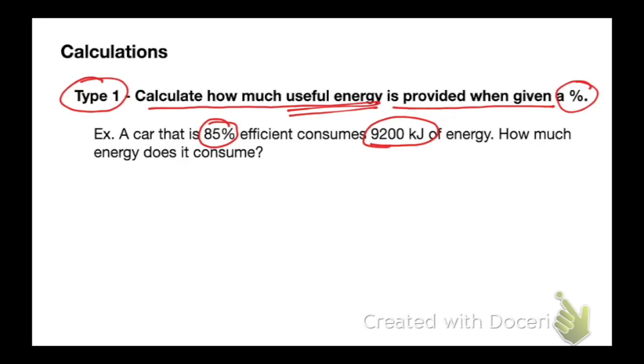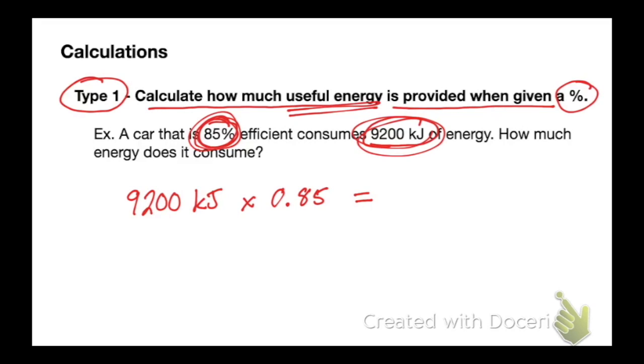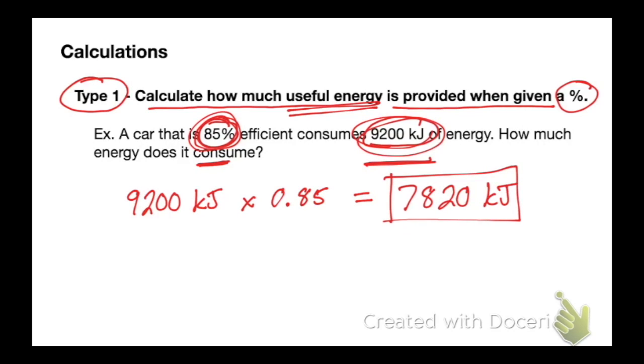Well, I take this number, 9,200 kilojoules, and then I just times it by this number. And whenever you do that, just take that number and put the decimal in front of the number, 0.85. And that equals 7,820 kilojoules. Okay? So take that number, put a decimal in front, and you'll get your answer. And put a box around your answer, 7,820 kilojoules.